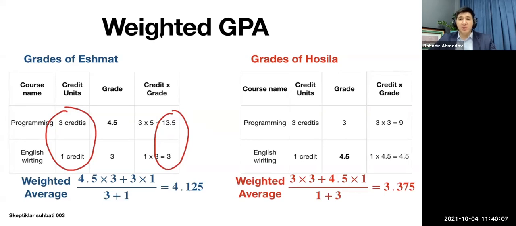This is what we call the GPA, the grade point average, which is the weighted average of all of your grades, which takes into account your grade from a subject and also the credit of the subject, okay?